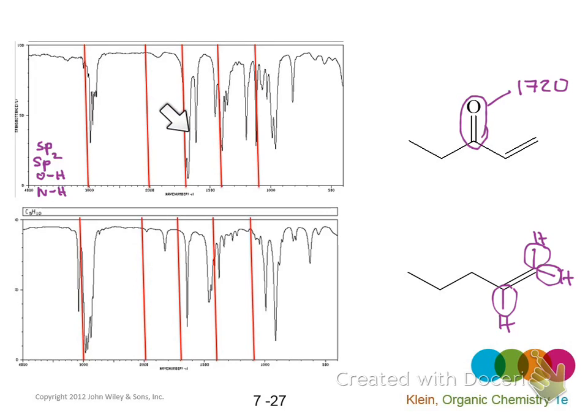It's the carbon-carbon double bond. Why would you expect them to be in the same region? Well, they're both double bonds, right? Carbon's not that much larger than oxygen, but oxygen's a little bit smaller. So you expect the oxygen bond to be a little bit further to the left.